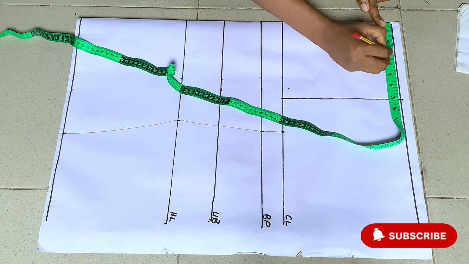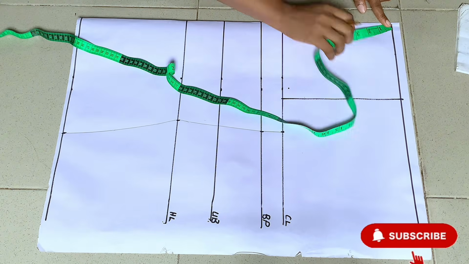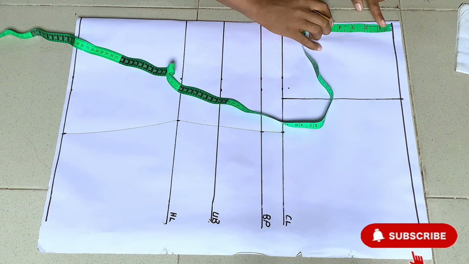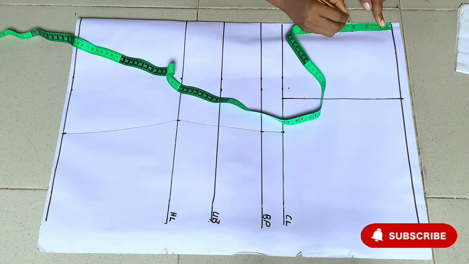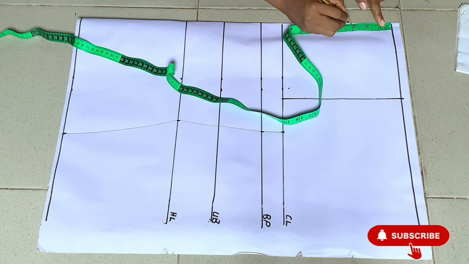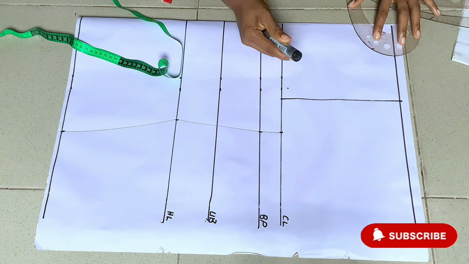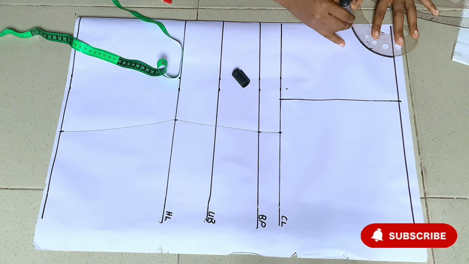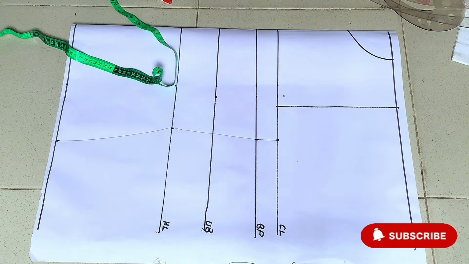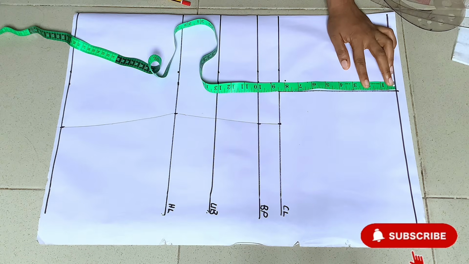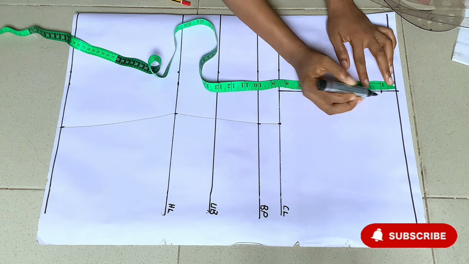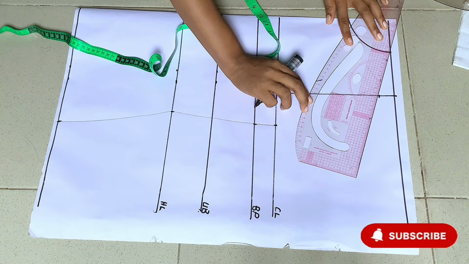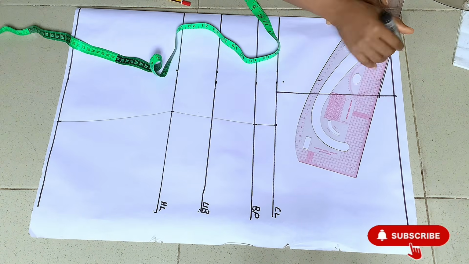Now on the neckline, I went ahead to come out by 3 inches. I used 3 inches horizontally, 3 inches vertically. After doing that, I used a curved rule to join the points. Now this is our neckline. Now on the shoulder line, I'm going to come down by 1 inch like you see me do, and I'm going to mark our shoulder slope.